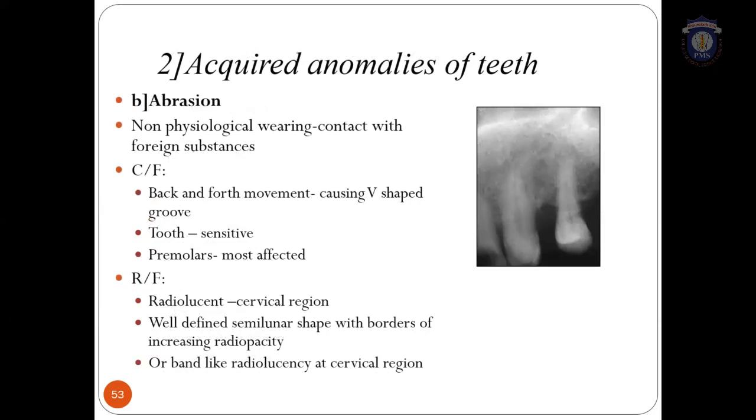Next acquired abnormality is abrasion. It is a non-physiological wearing by contact with a foreign substance. Clinically, it can be seen causing a V-shaped groove and the teeth will be sensitive. The most commonly affected teeth are premolars. Radiographically, there will be a radiolucent region in the cervical area or a band-like radiolucency at the cervical region.